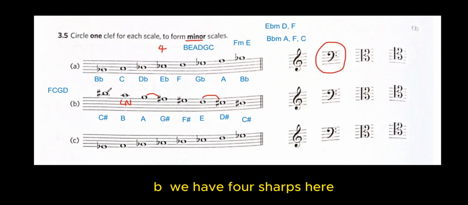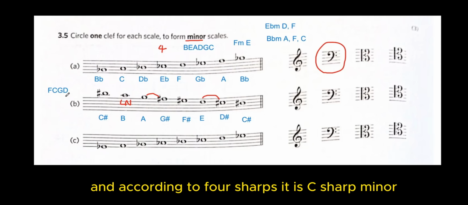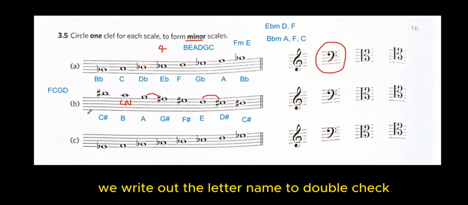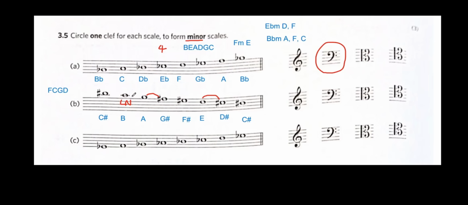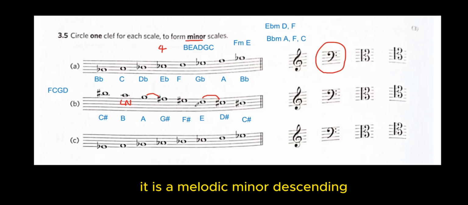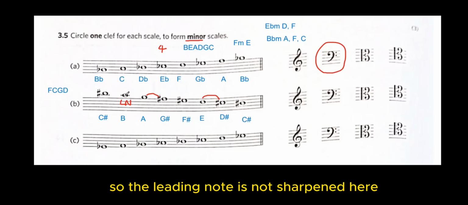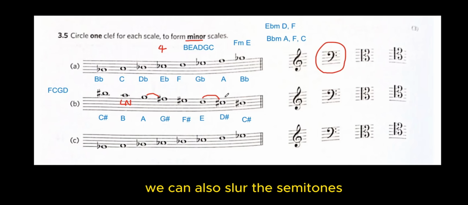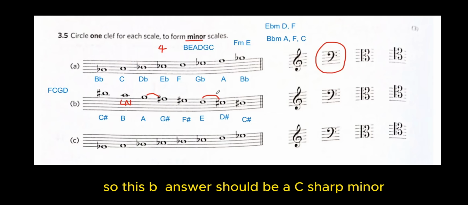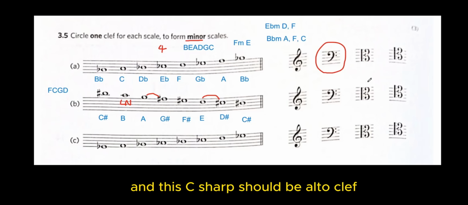B. We have 4 sharps here. So we jot down the order of sharps. According to 4 sharps, it is C sharp minor. We write out the letter name to double check. And this one shows that it is a melodic minor descending, so the leading note is not sharpened here. We can also slur the semitones to double check. So this B answer should be C sharp minor, and this C sharp should be alto clef.